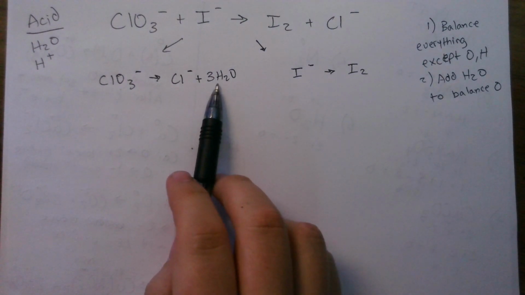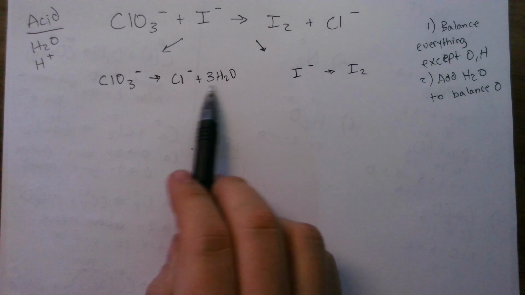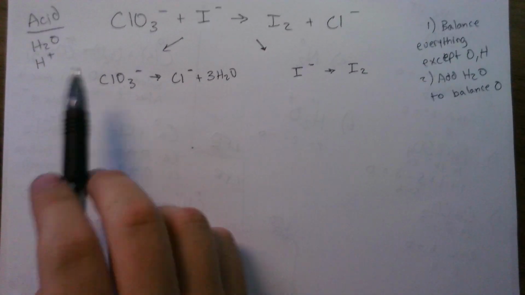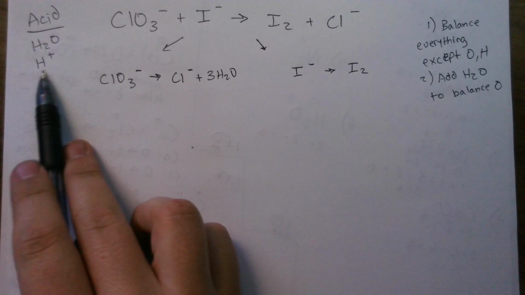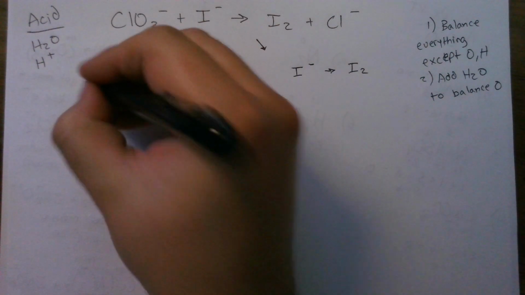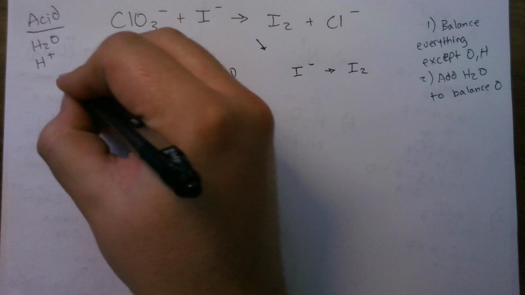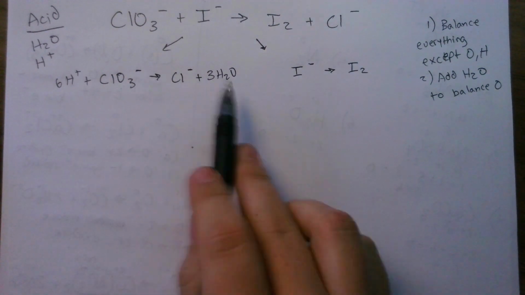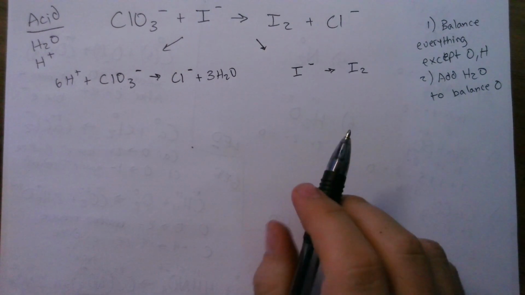Now, though, I have my O's good, but now I added these 6 H's. But I can balance that by adding some H pluses to the other side. So I need to add 6 H pluses to this side to make it so I have 6 H's on both sides.